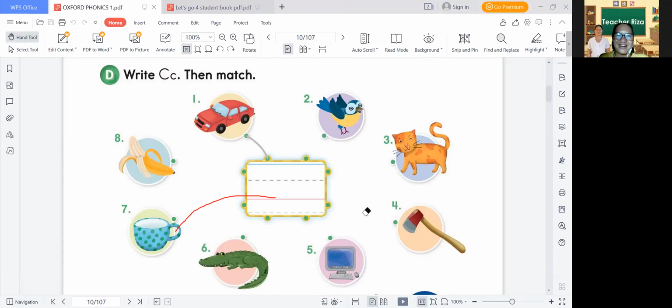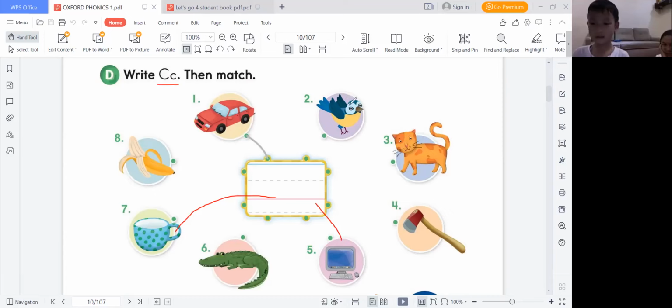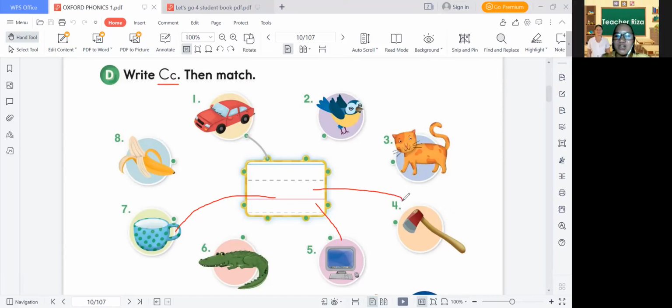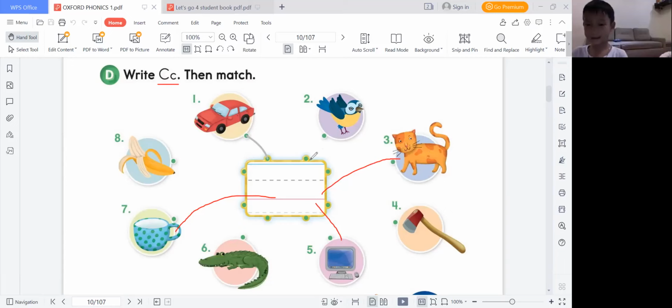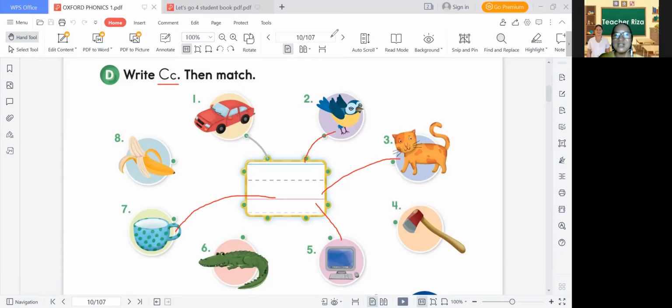How about computer? This one, number five. Starts with letter C. Yes. Okay, correct. Very good. How about number four picture? Ox. Starts with letter C, yes or no? No, very good. Next, how about picture number three, which is a cat? Starts with letter C, yes or no? Yes, very good. How about number two picture, which is a bird? Yes or no? No. Okay, very good. So you get the perfect score for this activity, which is letter D.